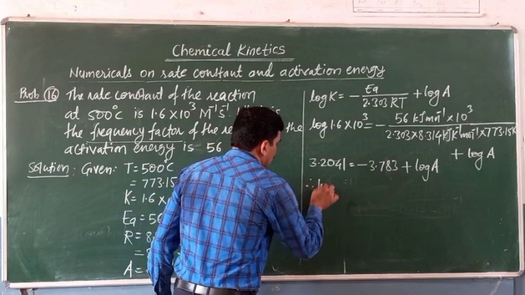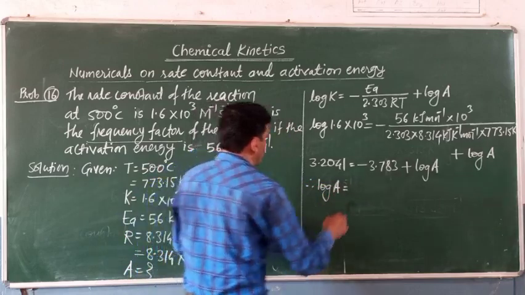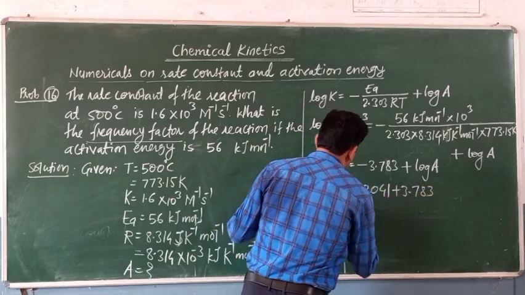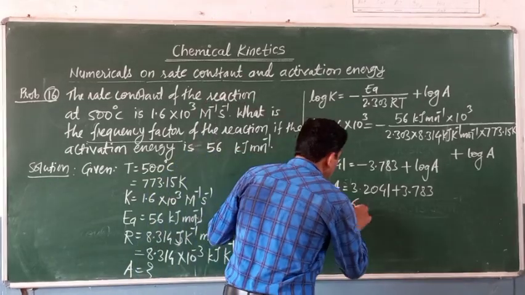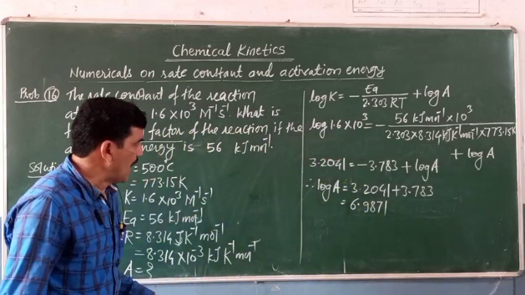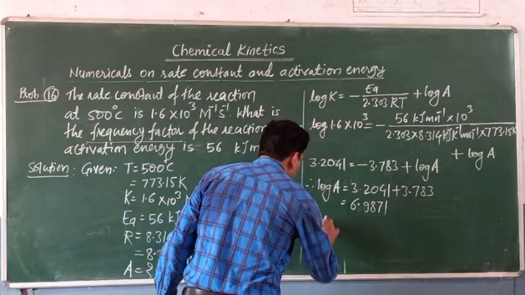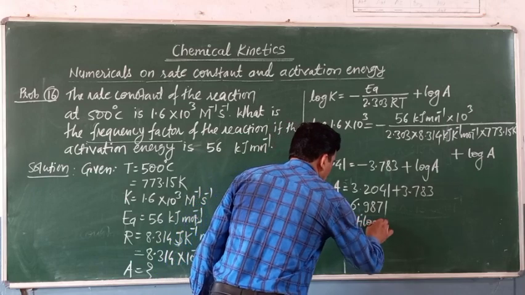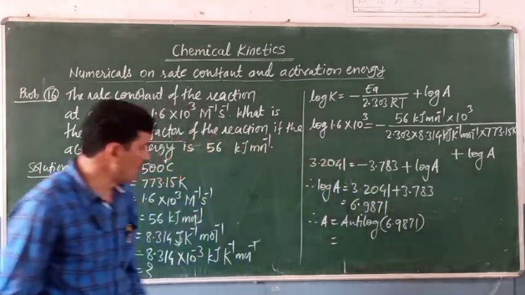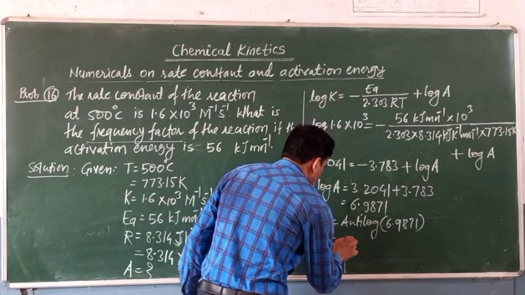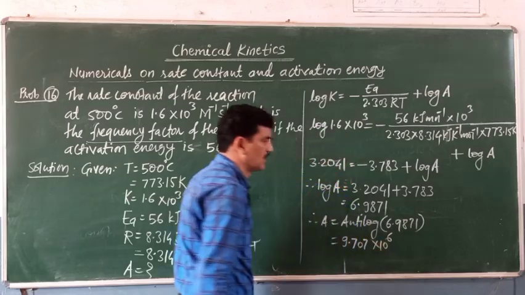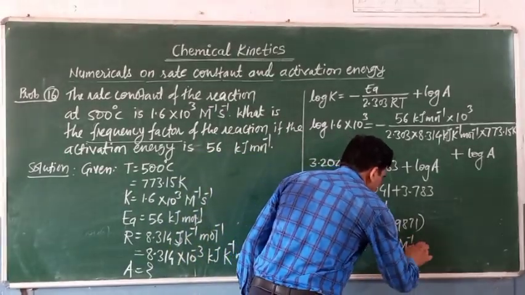Therefore, log of A equal to 3.2041 plus 3.783, equal to 6.9871. After that, we can find the value of A. Therefore, A equal to antilog of 6.9871. And antilog of 6.9871 is 9.707 into 10 raised to power 6. And the unit is per molar per second.